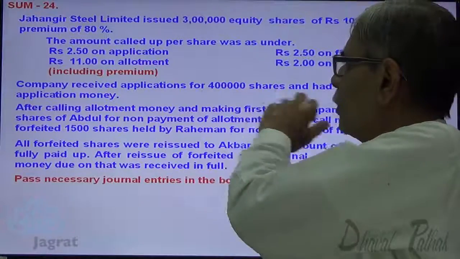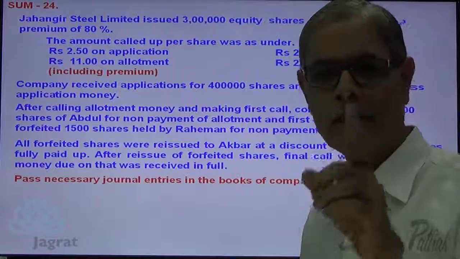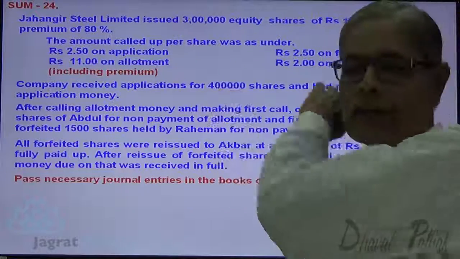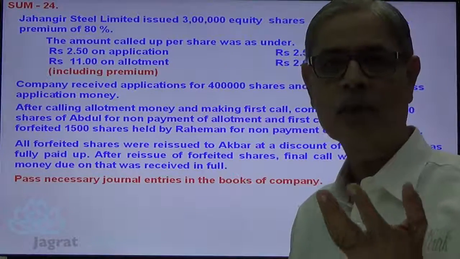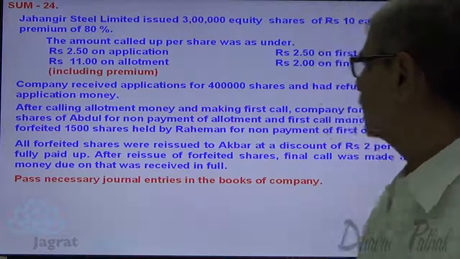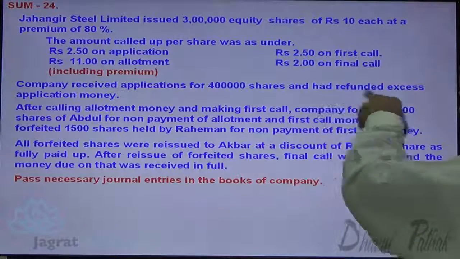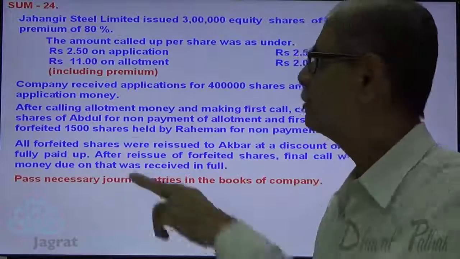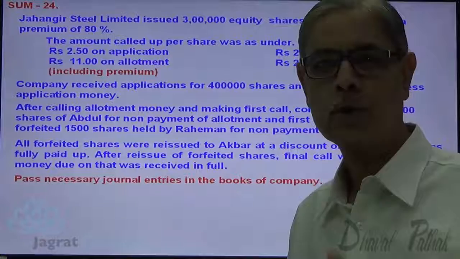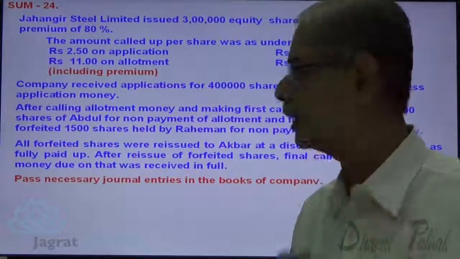Company received application for 4 lakh shares. Company wanted to issue 3 lakh shares. Application received 4 lakh shares. Additional applications, more than necessary, received 1 lakh, and the company has refunded the excess application money. So on 1 lakh applications, the application money of 2.5 per share has been refunded.